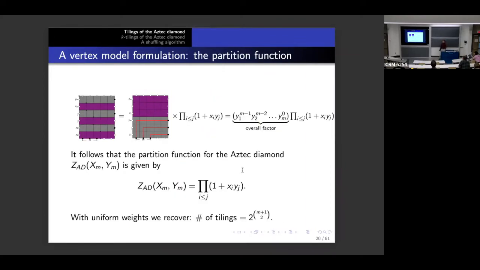And it turns out this thing with all the gray rows on bottom and all the purple rows on top has a single allowed configuration. All the paths are forced to just go up and right. And so the weight of that you just write down, and that turns out to be the overall factor we're just going to toss out. And as a result, we get that the partition function for our Aztec diamond has this nice product formula, which is well known.